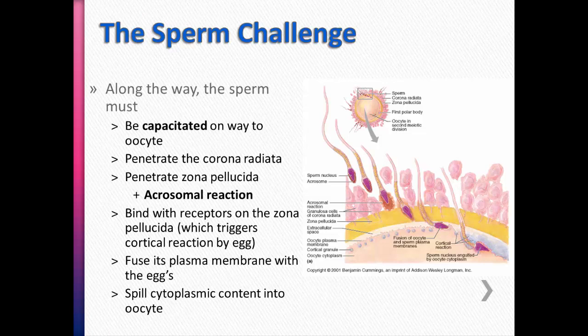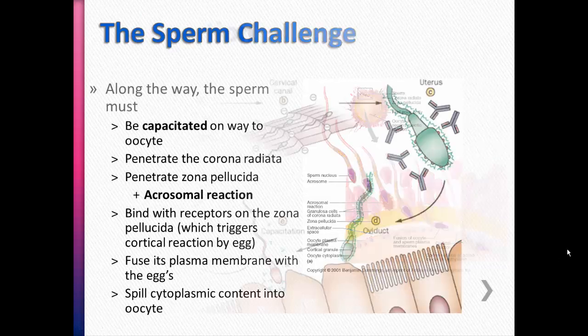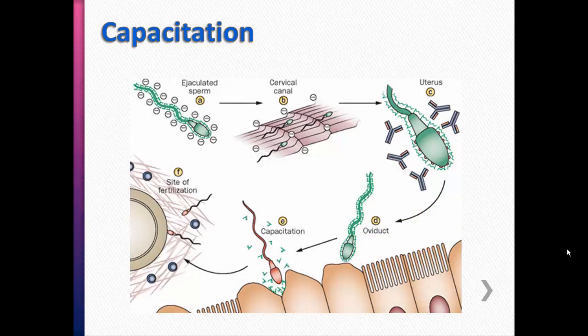And then once the sperm binds to those receptors, it's going to penetrate or fuse with the plasma membrane and then spill its contents into the oocyte and therefore lead to fertilization. So here's what I mean by capacitation.